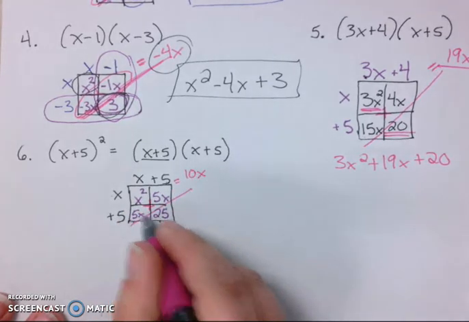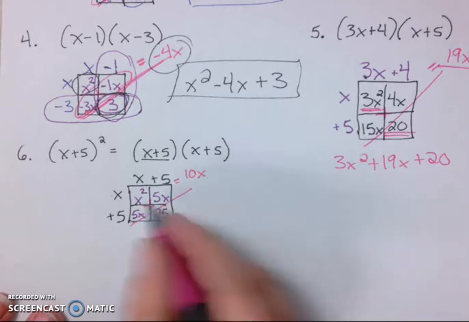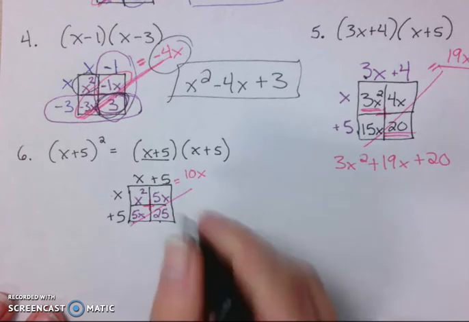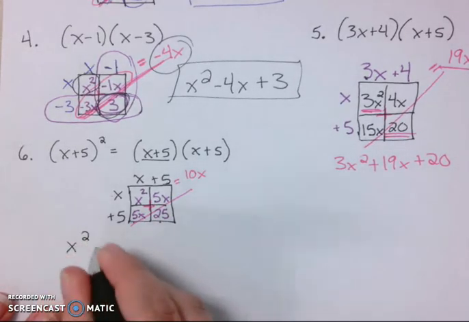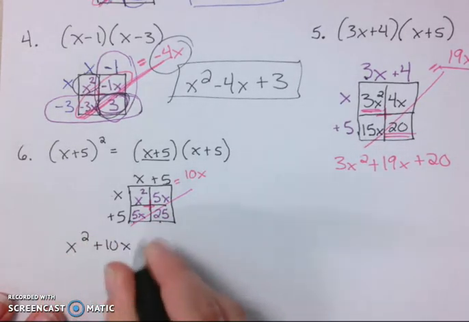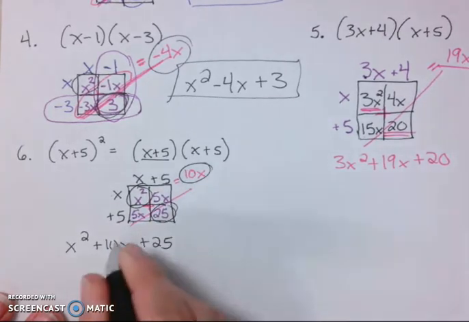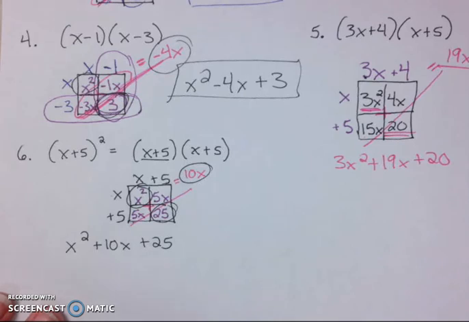And when you're adding, the exponent doesn't change. Alright, this is always x squared. This one's just an x. So we get x squared plus 10x plus 25. This one, and then this one, and then this one. Notice they're always in that order too. They're usually in the correct order.